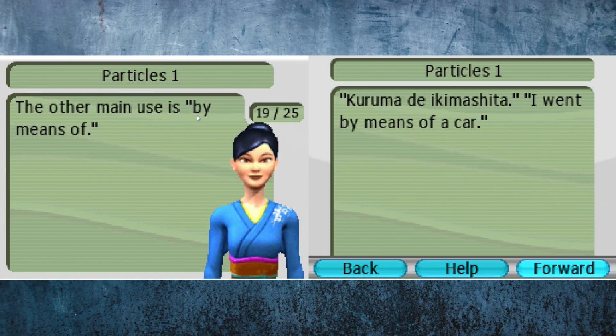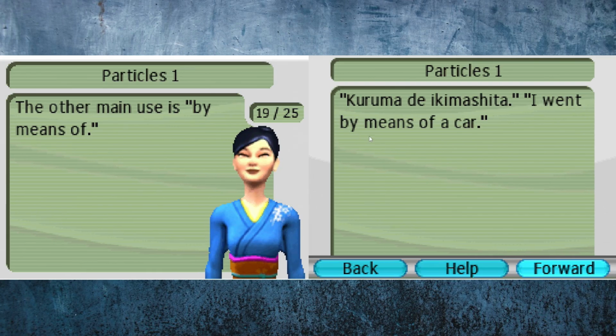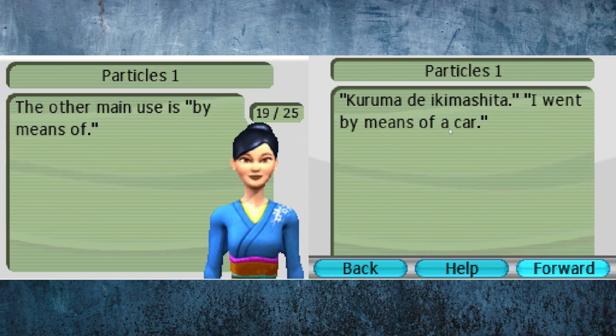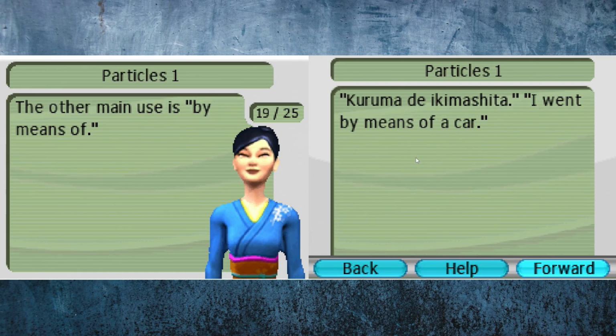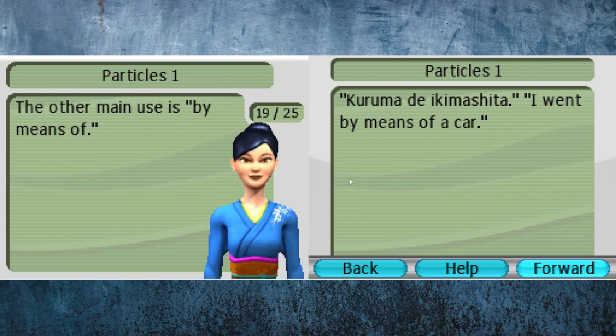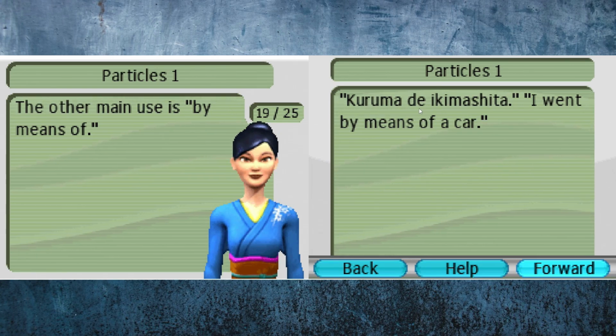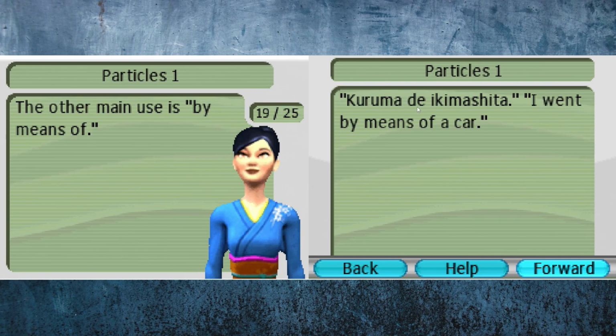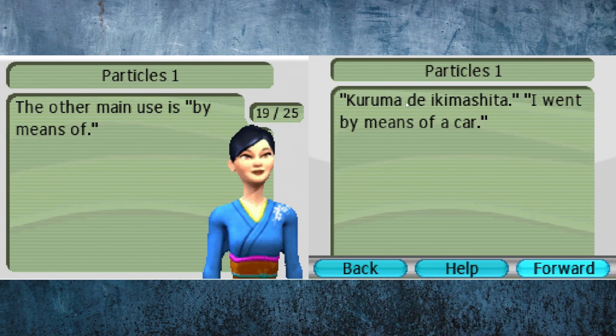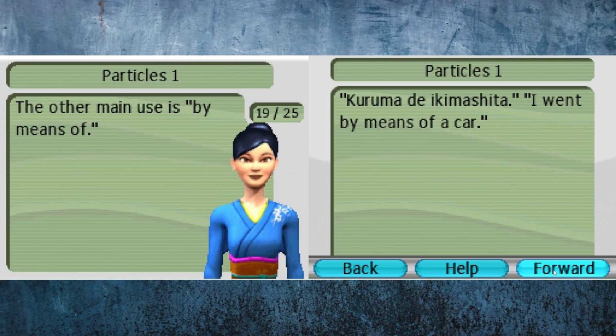The other main use is by means of. Kuruma de ikimashita. I went by means of a car. Oh yeah, I forgot it. It can also mean by means of. I forgot, because the main use is usually place de, place de, and then you do your sentence.